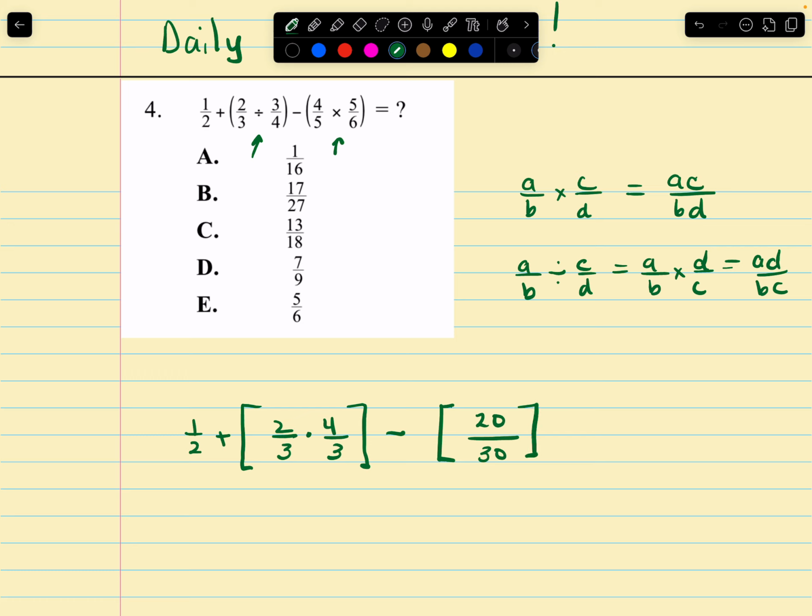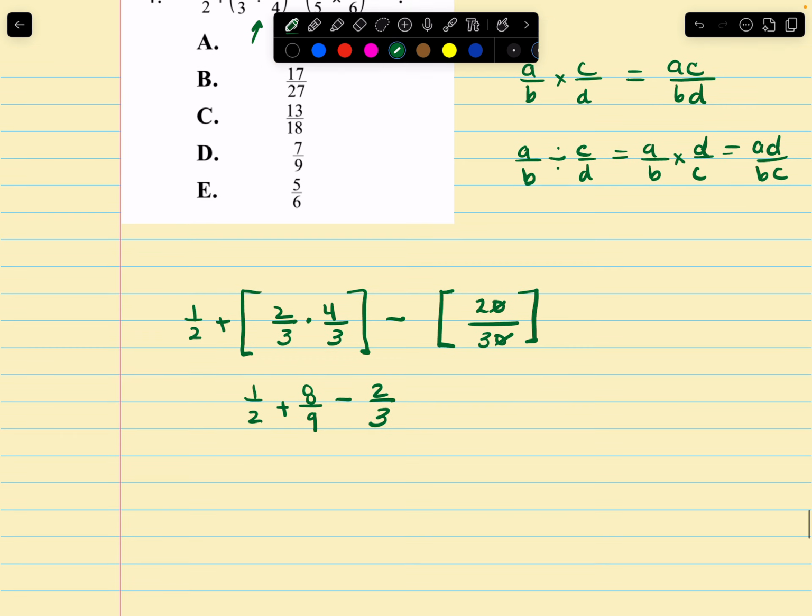Okay? So let's combine these and we get 8/9. So 8/9 here, because I multiply across: 2 times 4 is 8, 3 times 3 is 9. And we're going to take a half and add it to that, and we're going to subtract off. And notice we can get rid of these tens here, divide top and bottom by 10, and we have 2/3.